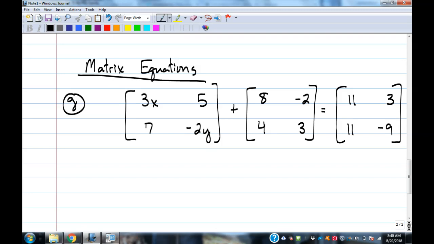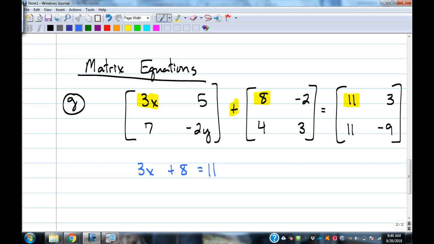Now, when we think about matrix addition, what elements go together for this problem? 3x is the first element, first column, first row. What goes with it? The plus 8, right? What should that add up to be? 11. That's the equation we're pulling out: 3x plus 8 is equal to 11. That's the equation that you're pulling out of the matrix. Okay? 3x plus 8 equals 11.